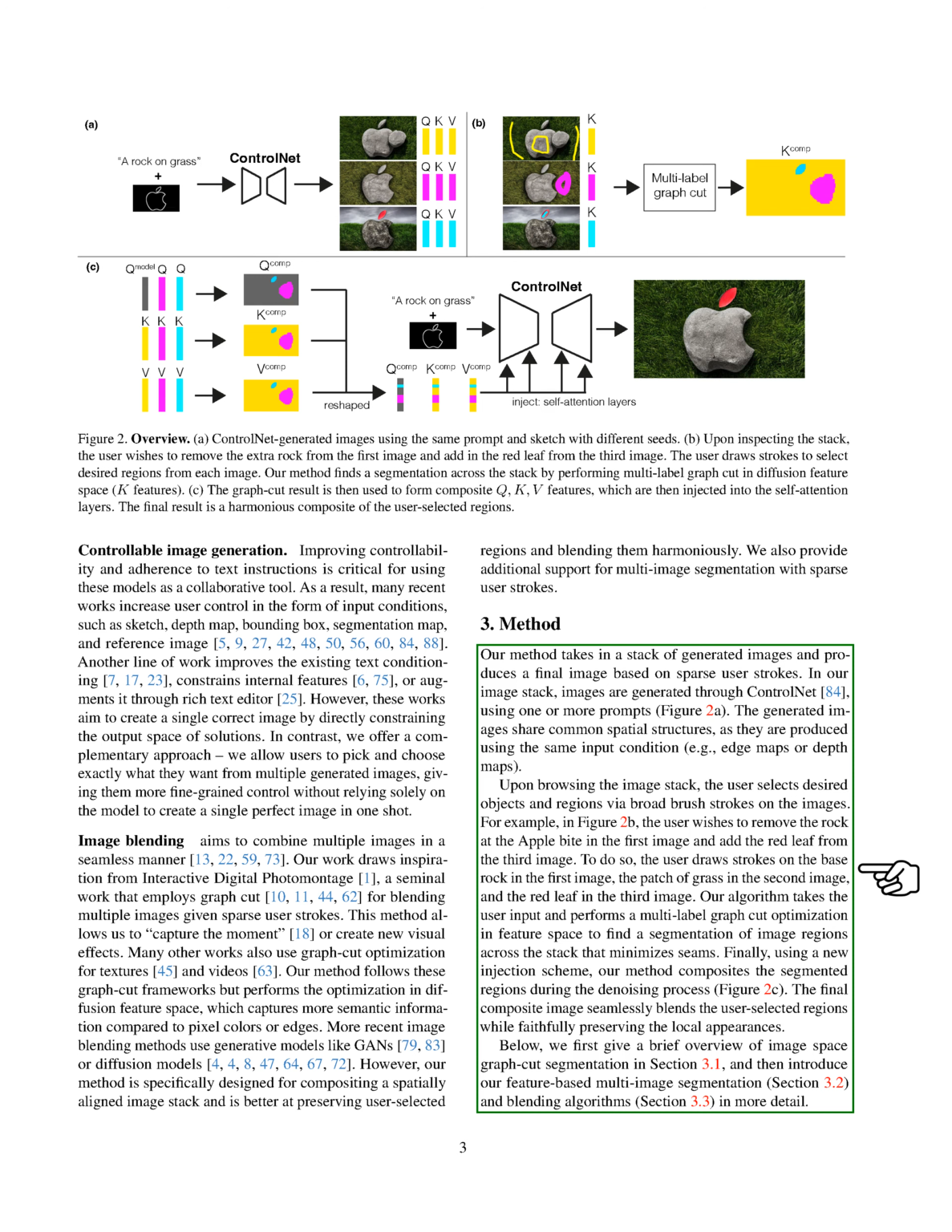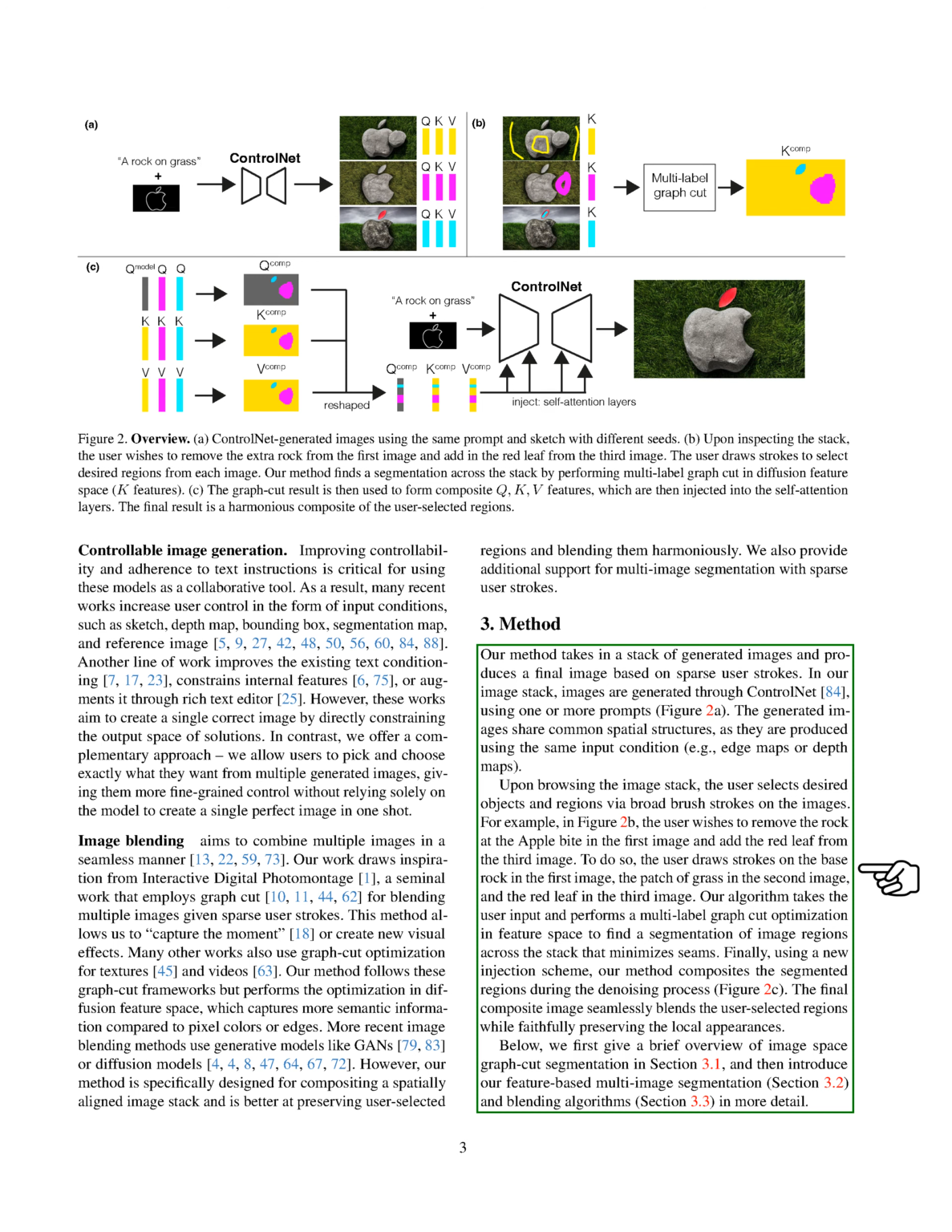For instance, if a user wants to remove a rock from one image and add a red leaf from another, they would draw strokes on those specific elements. Our algorithm processes this user input and uses a multi-label graph cut optimization in feature space to segment the image regions across the stack while minimizing visible seams. We then apply a new injection method to blend these segmented regions during the denoising phase, resulting in a final composite image that integrates the user-selected areas while maintaining their local appearances.